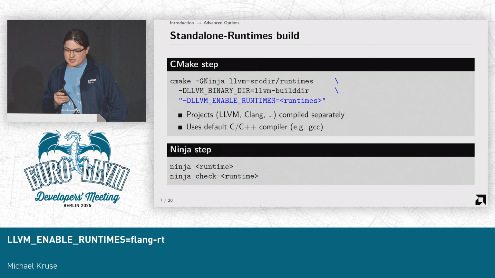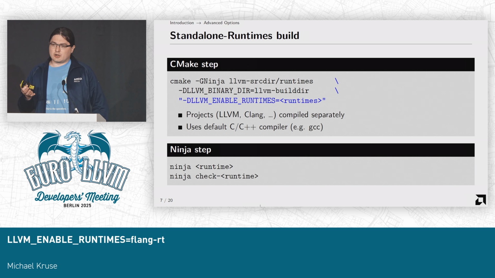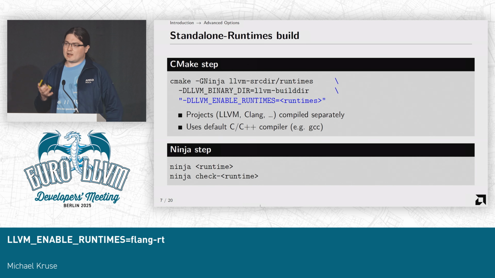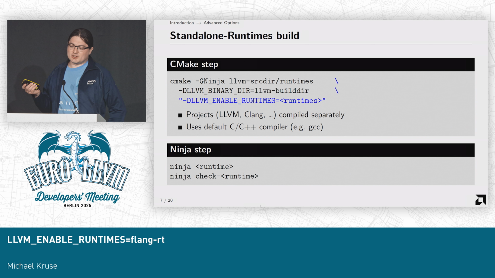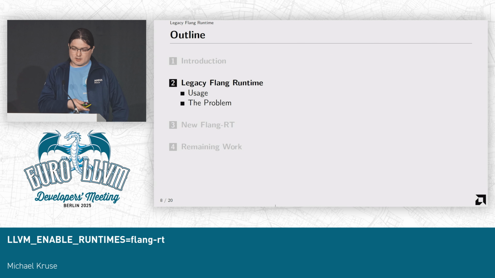You also have the possibility to do a standalone build. In that case, you can actually use any other compiler, including GCC, to compile your runtimes. In that case, you specify a different top-level directory in the source tree, the runtimes directory. You specify a runtimes build, and it chooses GCC, for instance, as CMake decides which compiler to use, and then you can build it as usual.